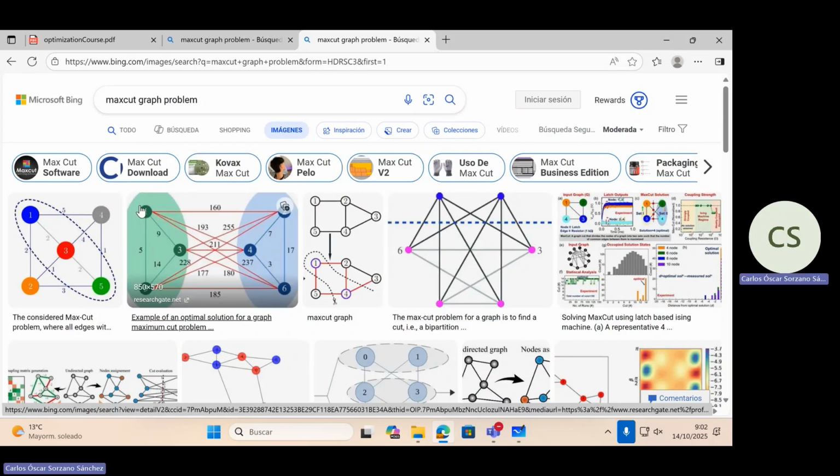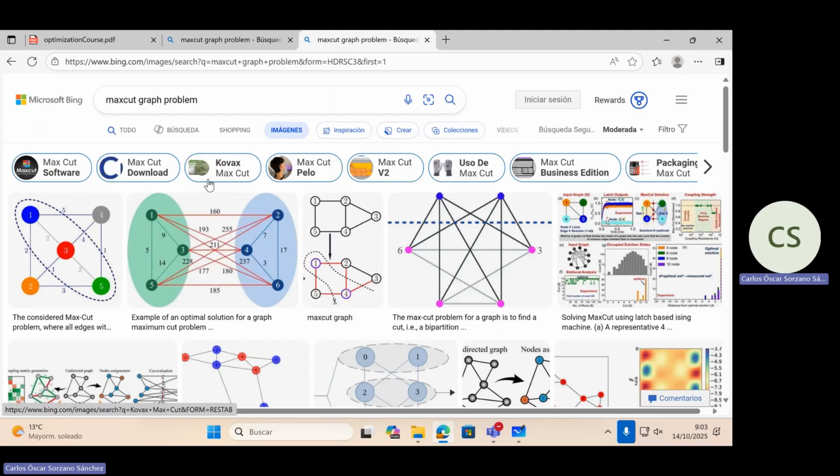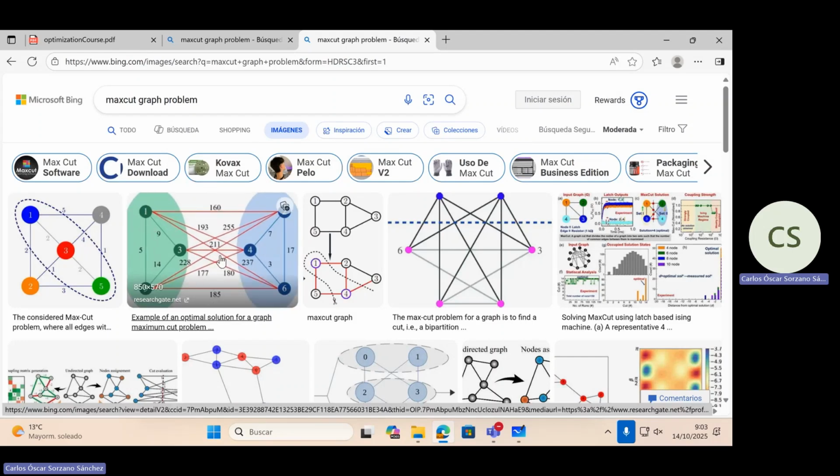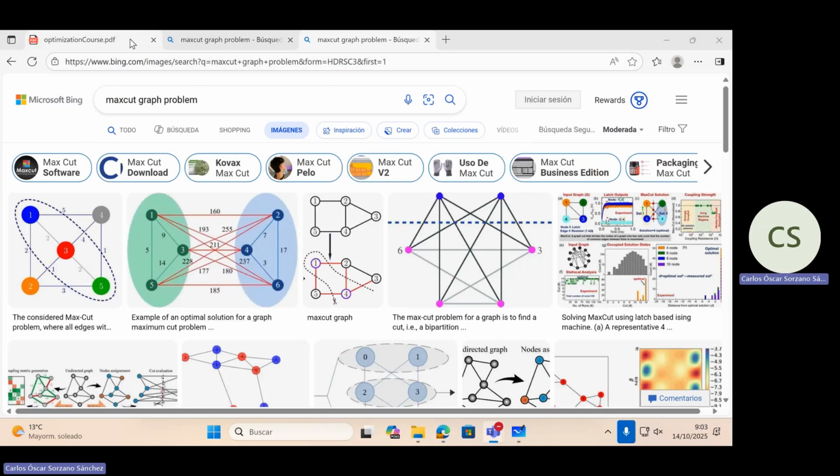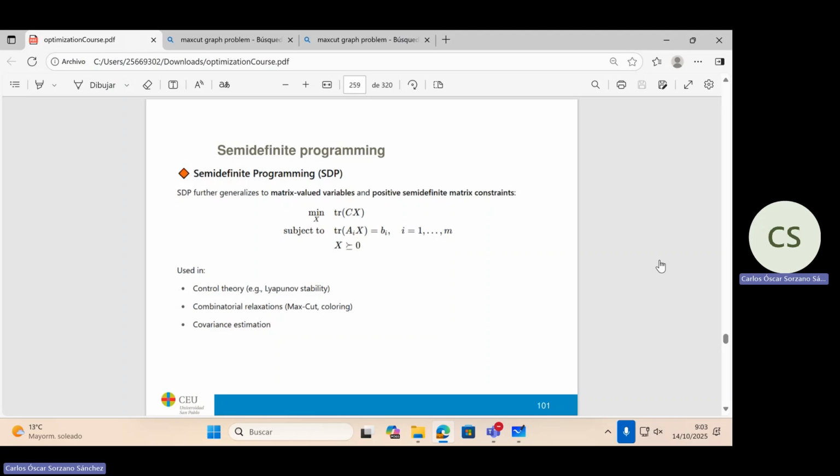So the MaxCut is, okay, so I have a graph, and it is connected, and I want to find a cut to generate two subgraphs such that the weight of this cut is maximum. Okay, so that is what we want to solve. And it is an NP-hard problem, so it is one of these combinatorial problems.